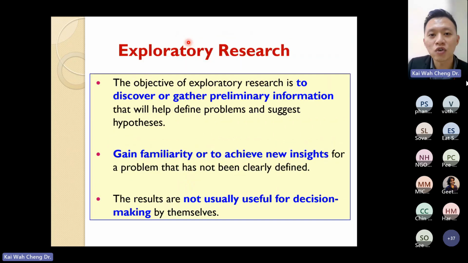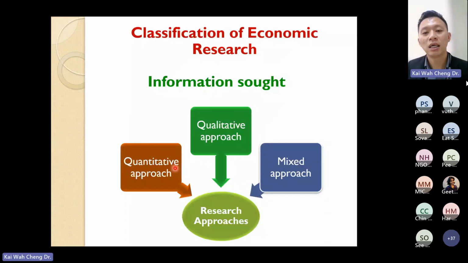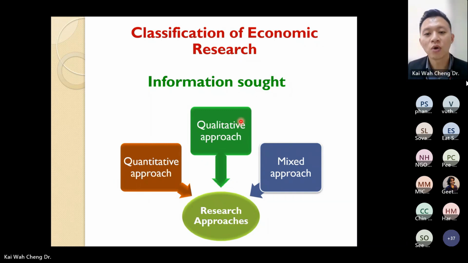So basically, these are the three popular types of research that we can find in social science research. Number one, exploratory research. Number two, descriptive research. And number three, causal research. Next, we will move to the research approach in social science research. Basically, we have the quantitative approach, the qualitative approach, and the mixed approach.